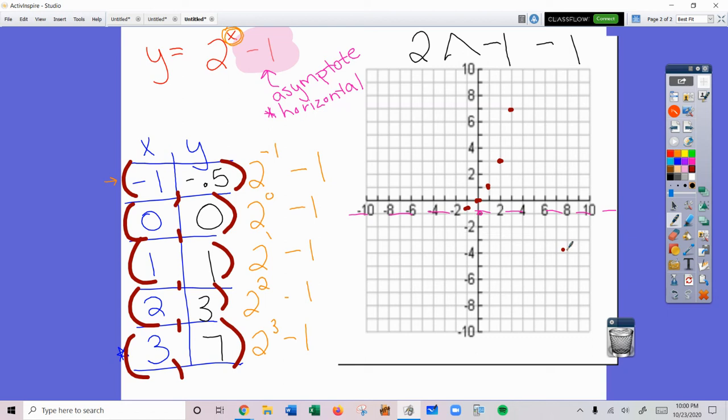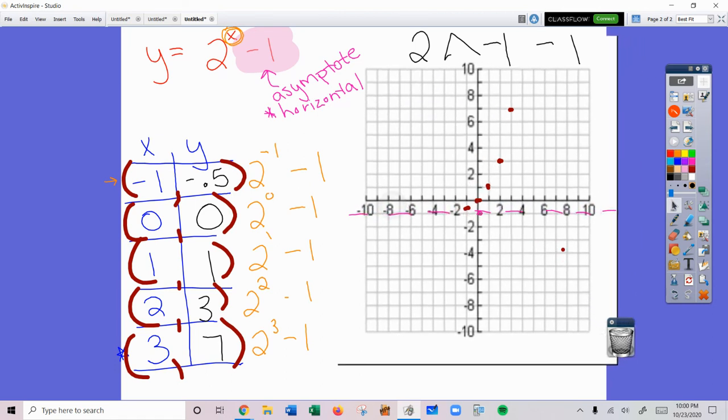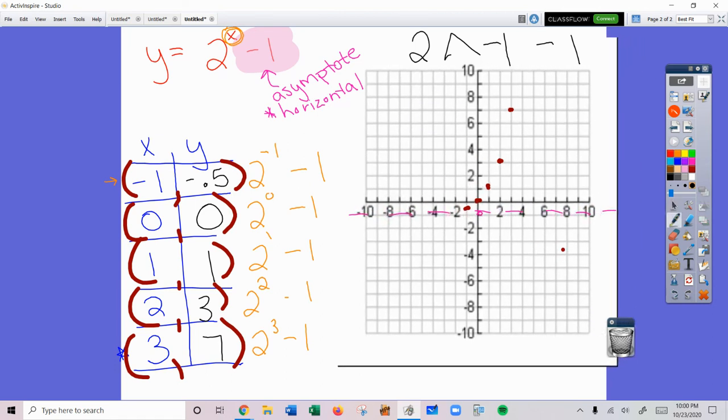Okay. So what we then should see is this sort of swooping that's happening, in this shape. But notice I'm not crossing that line at -1. What you cannot do is come down this way and cross that pink line we made. So we need to make sure we are staying above this asymptote. And there's our graph for y equals 2 to the x - 1.